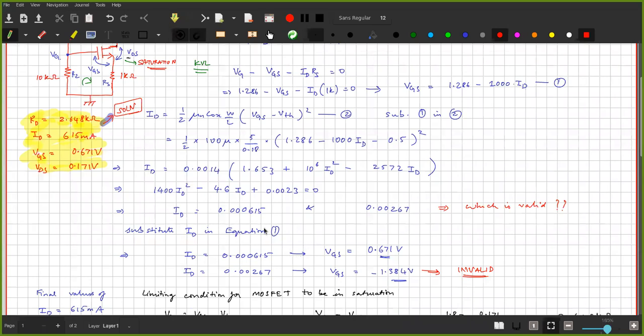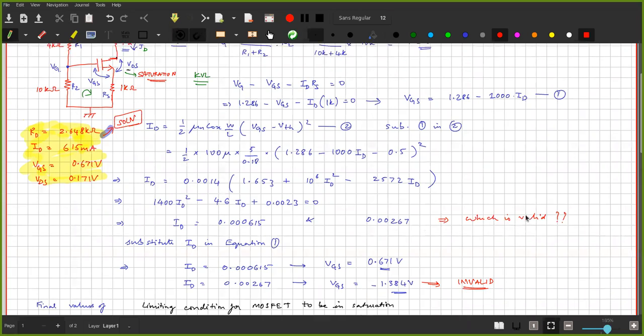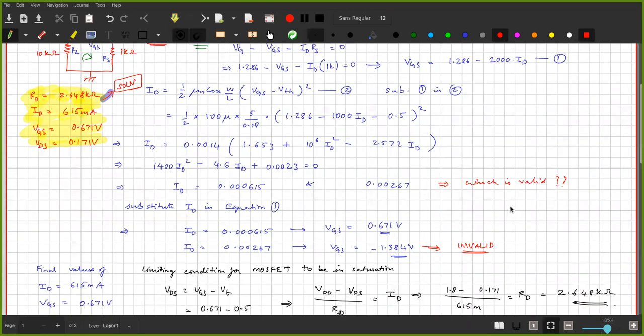Now it is not straight away apparent which value is invalid, whether the 615 milliamperes is invalid or 2.67 milliamps is invalid. If it is confusing, then substitute these values of current in the VGS equation. There it will become clear which value of current is invalid. So that's what I've done here. For 2.67 milliamps, my VGS value was negative. So here it becomes clear that this value of current is invalid, and this is my actual ID and VGS values.